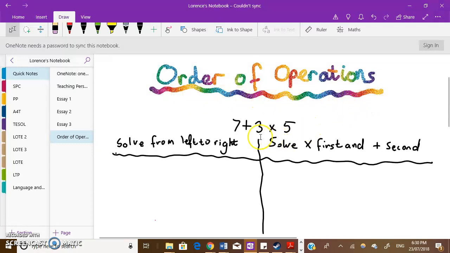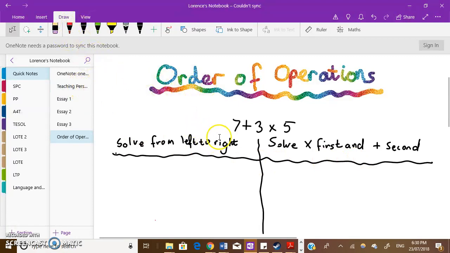So, let's take a look at this first equation, 7 plus 3 times 5. Now, let's say we could try to solve this two ways, okay? We could either solve from left to right, or solve multiplication first and plus second. So let's try going from left to right.